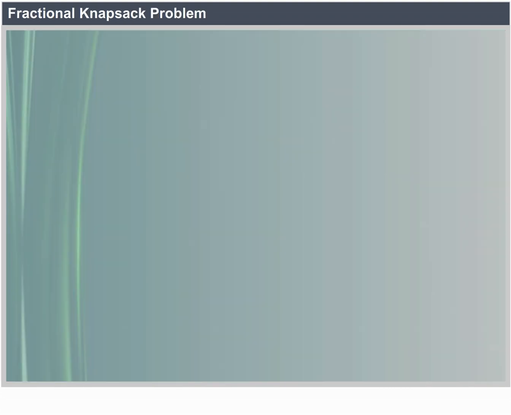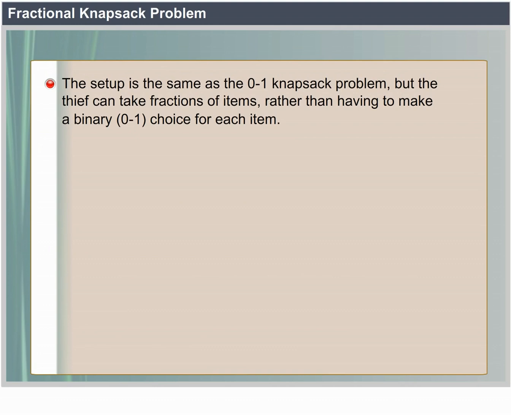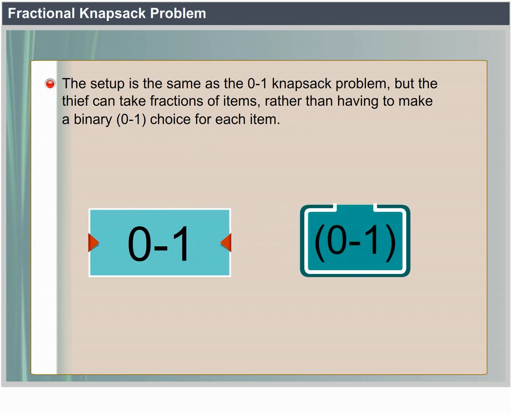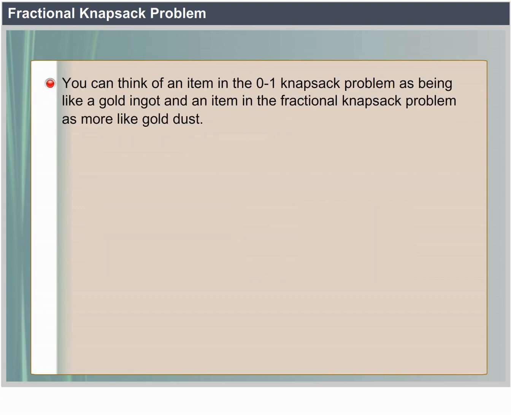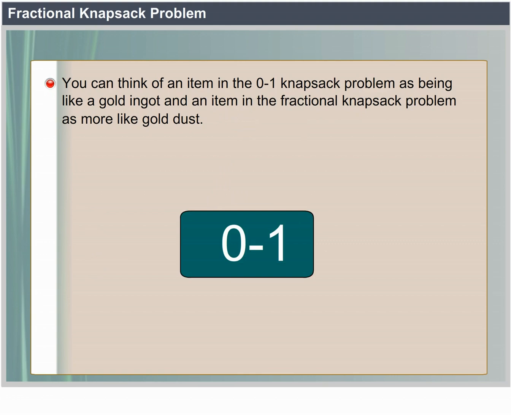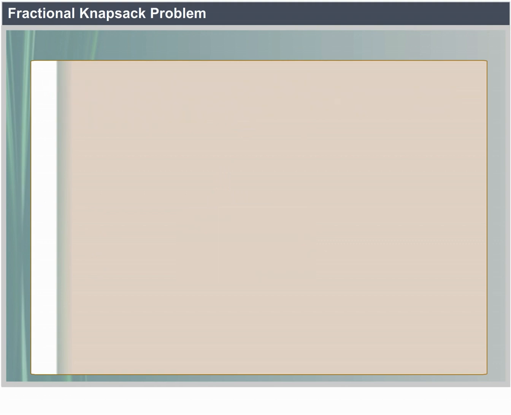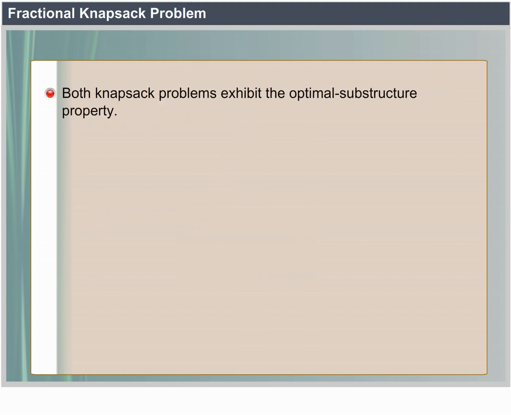Fractional knapsack problem. The setup is the same as the 0 or 1 knapsack problem, but the thief can take fractions of items rather than having to make a binary 0, 1 choice for each item. You can think of an item in the 0 or 1 knapsack problem as being like a gold ingot, and an item in the fractional knapsack problem as more like gold dust. Both knapsack problems exhibit the optimal substructure property.